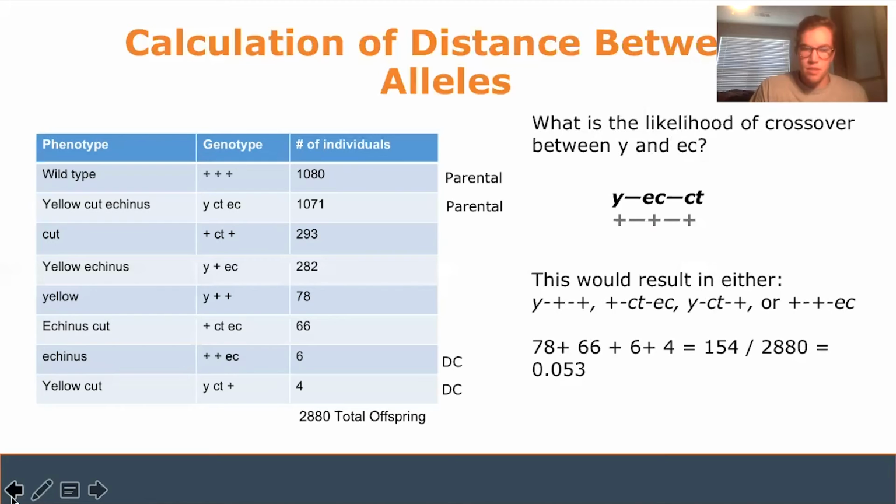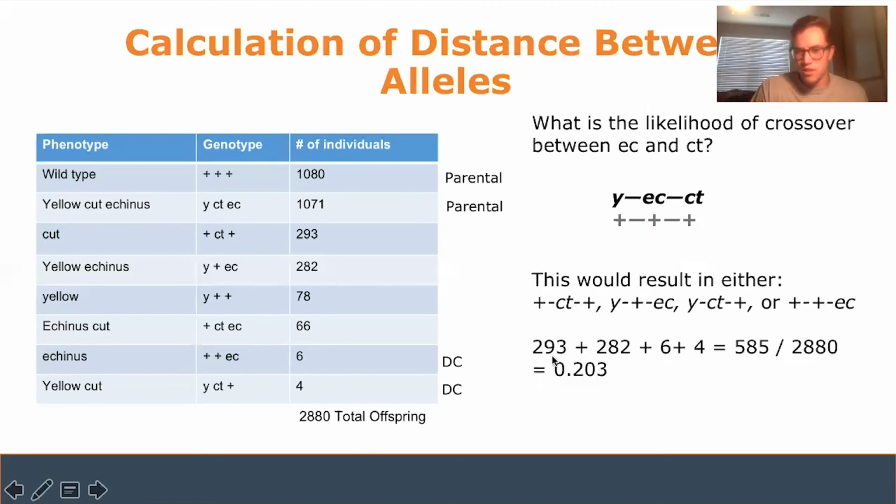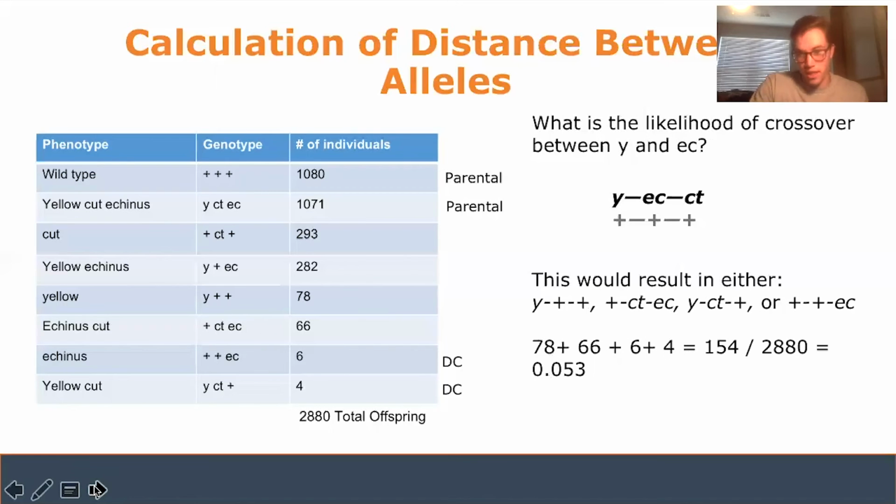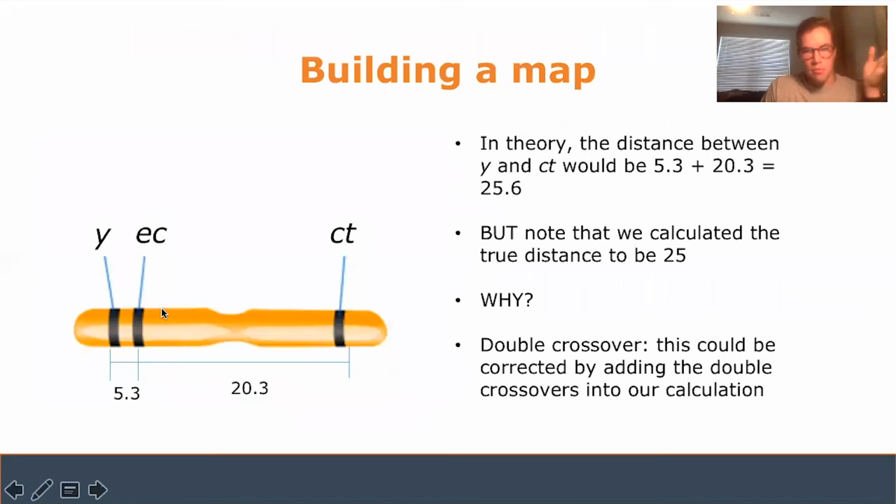And that would make sense because there's also this number, although it's smaller than this probability, it's not that much smaller compared to 0.053. So we can surmise that Y and EC are really close together on one end of the chromosome. So there's a very low percent chance that crossover happens between them. And then CT is probably way at the other end, because the difference between crossover happening between Y and CT and EC and CT was not that much different. So then we're going to look at our map, which we built.